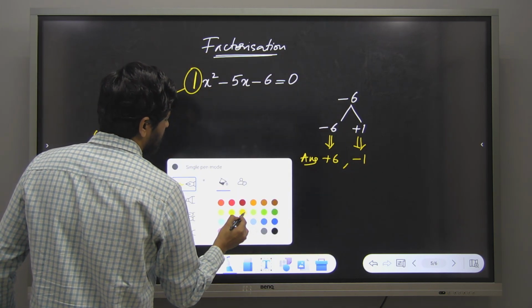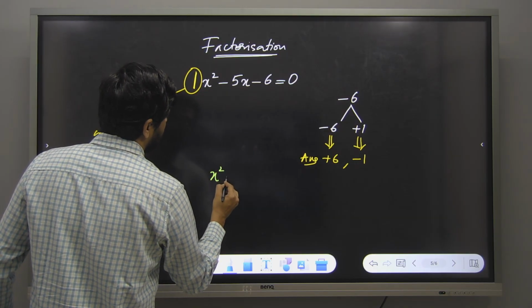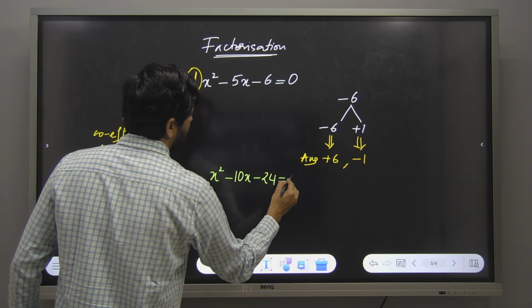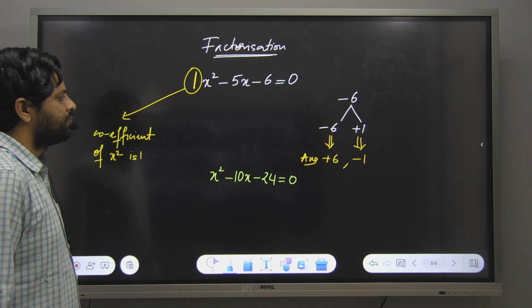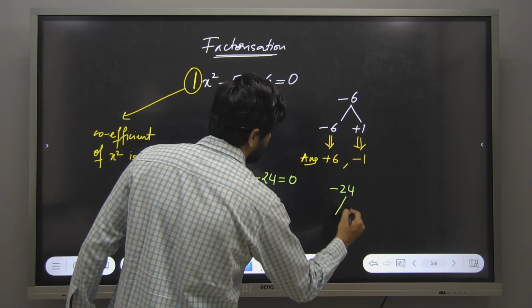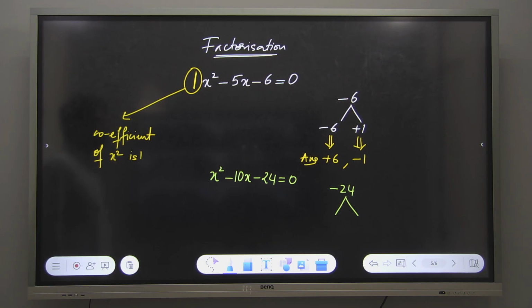Let us take one more example. x square minus 10x minus 24. Can you tell me what happens? Minus 24, what should I write it as? Minus 6 into 4, minus 6 and 4.